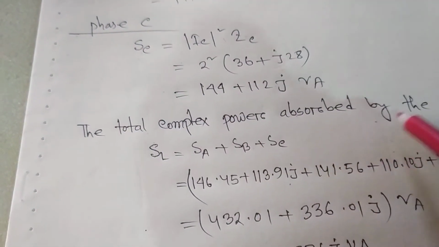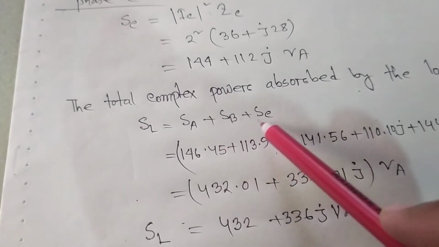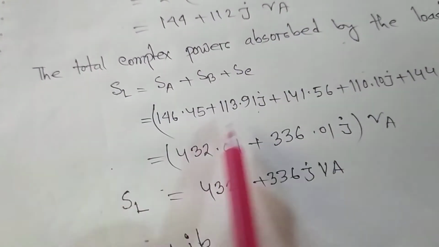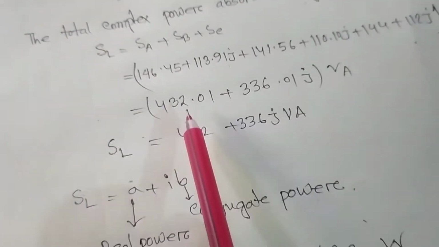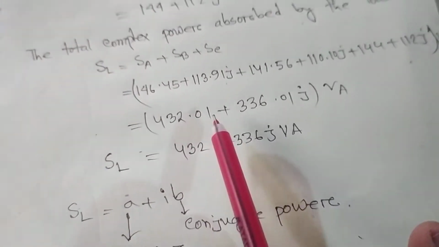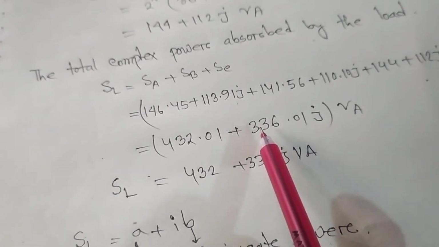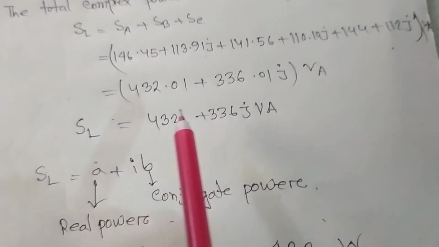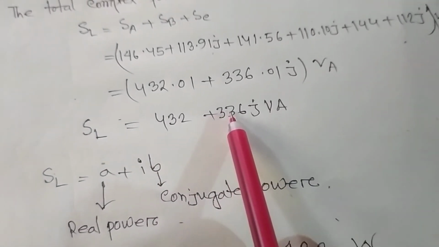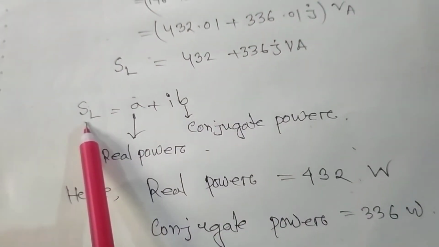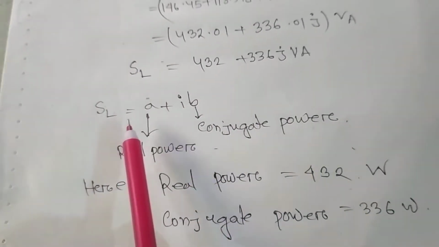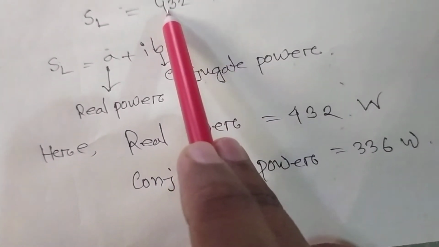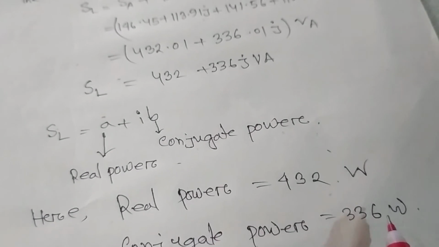Total complex power absorbed by the load SL equal to SA plus SB plus SC. Total power absorbed by the load is 432.01 plus 336.01j VA. So SL equal to 432 plus 336j VA. We know SL equal to A plus jB, where A equal to real power and B is conjugate power. Real power is 432 and conjugate power is 336.